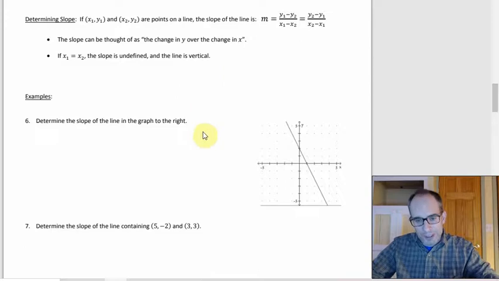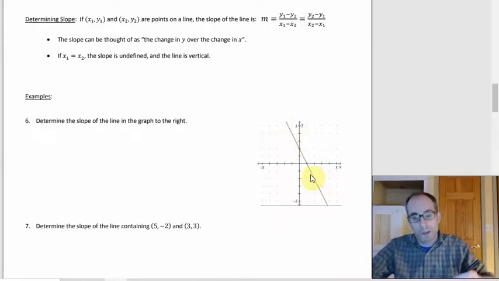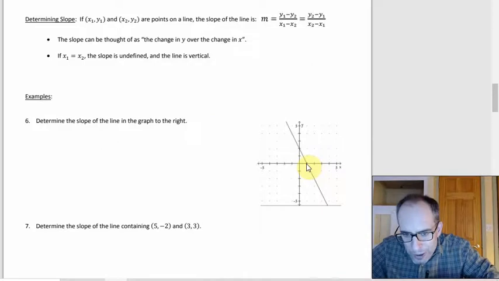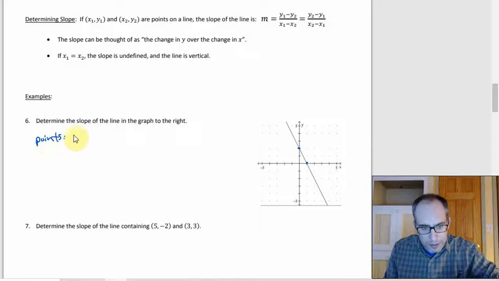All right, so figuring out the slope of the line in the graph to the right. So we want 2 points. And looking at this, I would say just go for the intercepts. Those are the ones that are the easiest to see, where we've got one right here and one right there. So our 2 points are going to be (1, 0) and (0, 2).